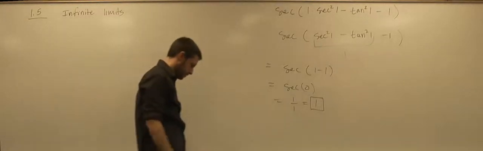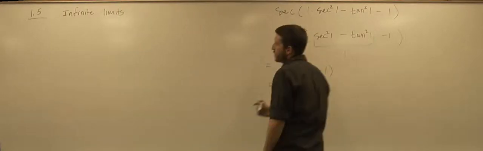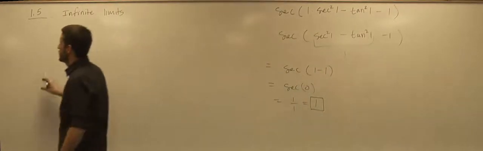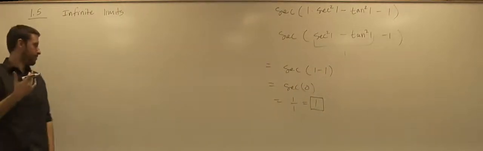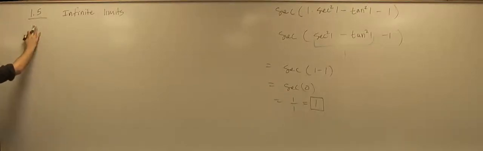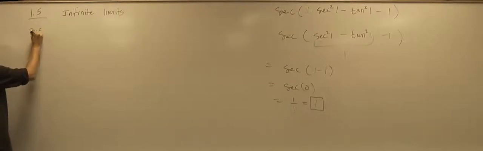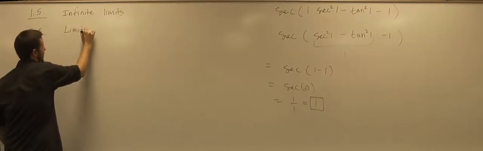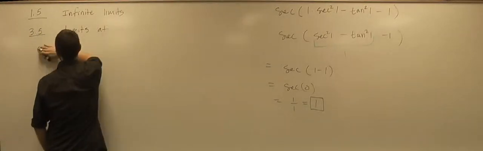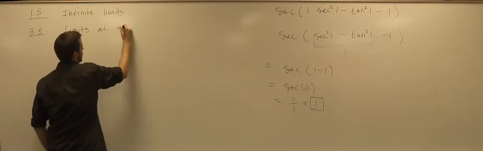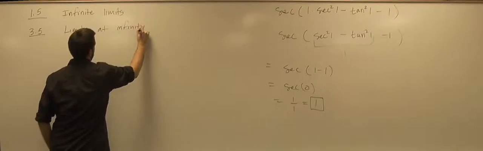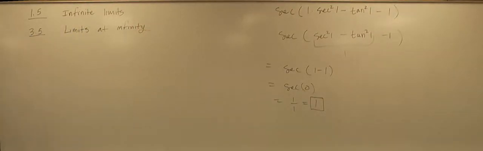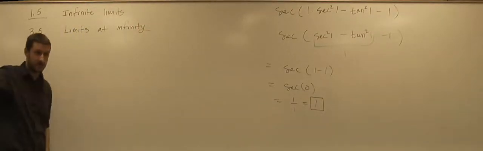So there's kind of two very closely related sections. One of them is in chapter 1. It's the next section we're supposed to cover, which is infinite limits. And then one of them is in chapter 3, limits at infinity. I'm sorry, chapter 3, not chapter 5.